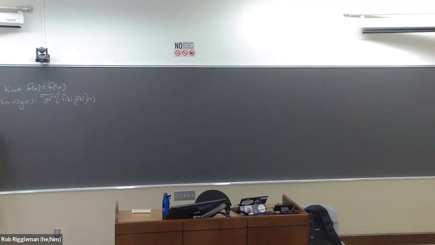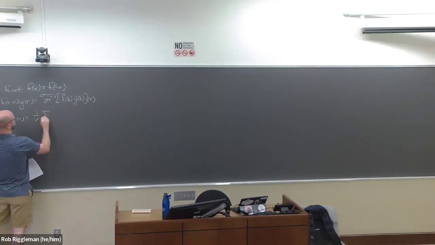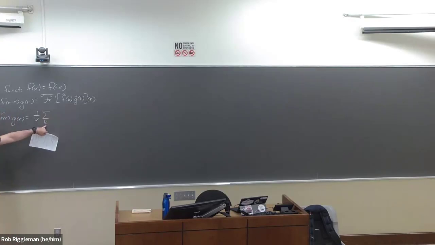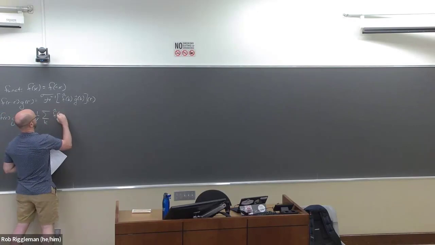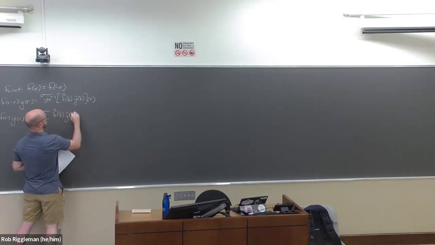And then the last one is that you can write the integral of a product of functions, f of r, g of r, in terms of the Fourier transforms by summing over all of the wave vectors, or the possible allowed values of k. And this is f hat of k, g hat of k.